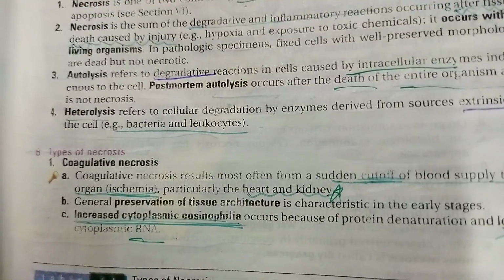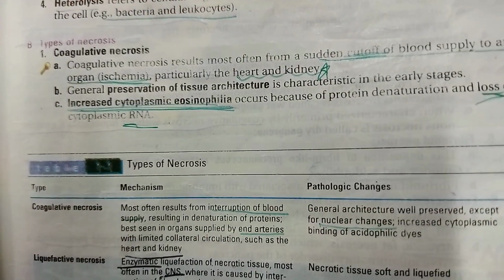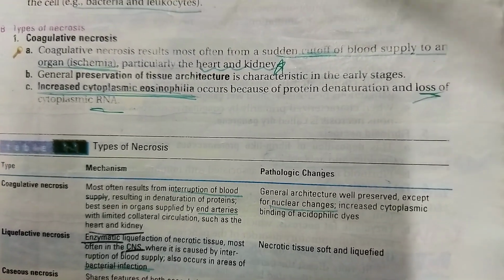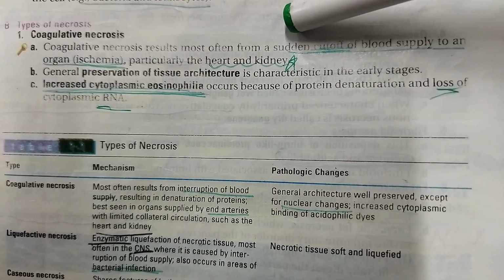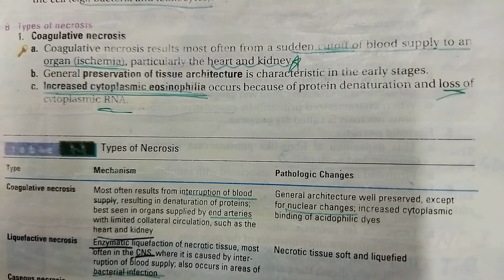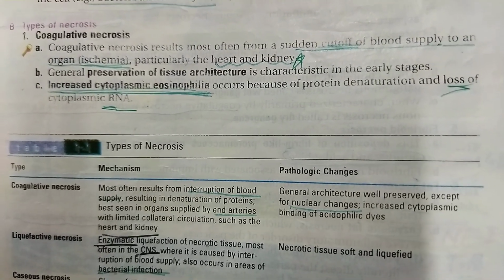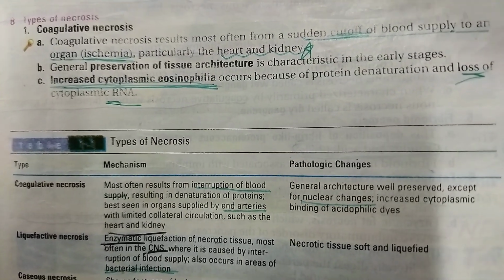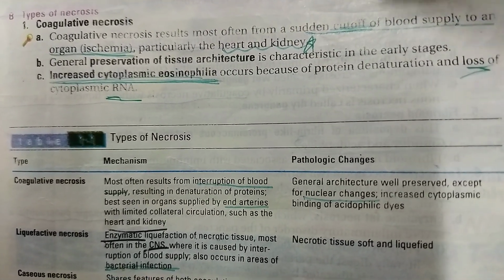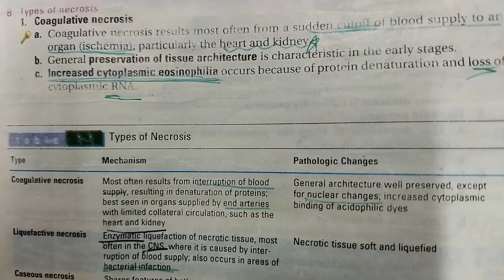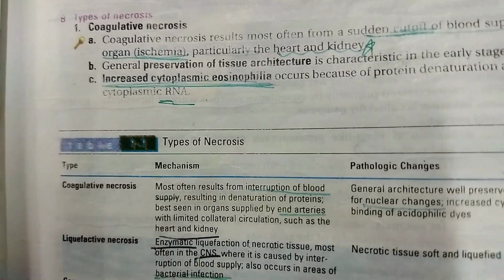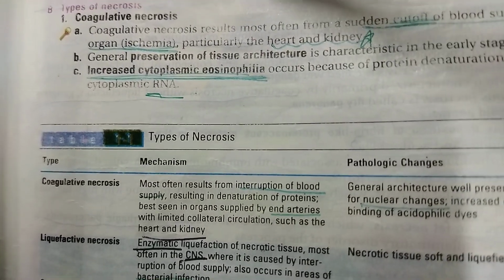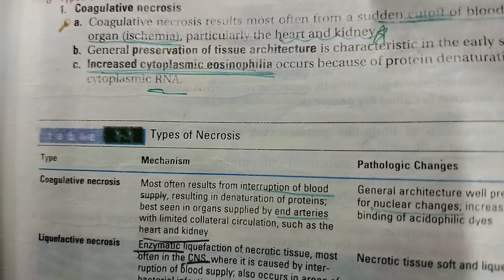Types of necrosis. Now we will see the types of necrosis. First we will see coagulative necrosis. Coagulative necrosis is most often from sudden cut-off of blood supply to an organ, for example, by ischemia, particularly in the heart and kidney. There are many MCQs related to necrosis, and in those MCQs they ask, coagulative necrosis occurs in which organs? Then the main answer is heart and kidney.